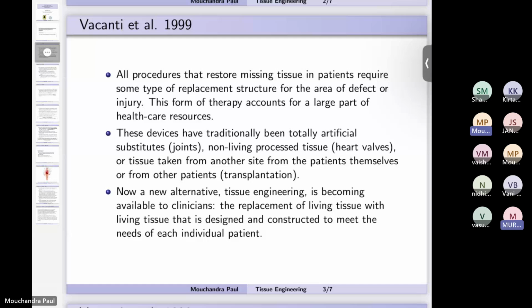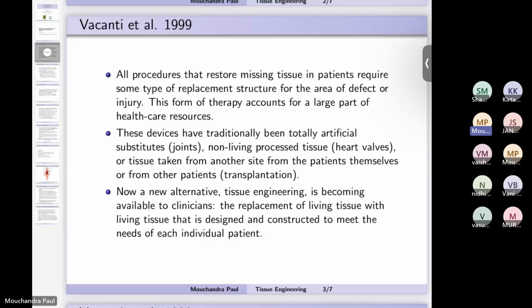So in order to circumvent the limitations, Mumbai, can you mute yourself? Some voice is coming from your end. So yeah, I could mute him.